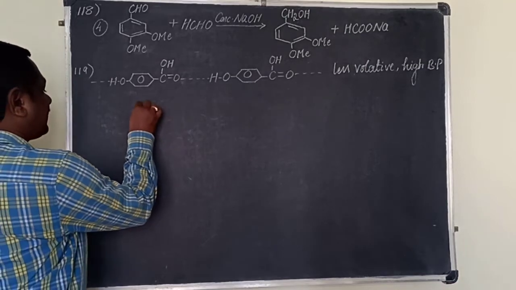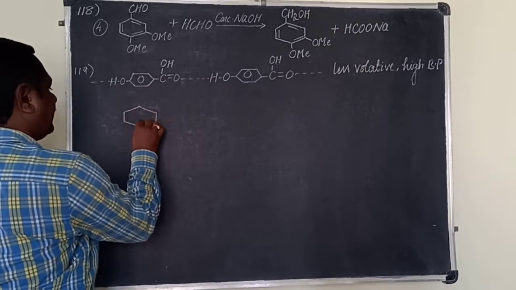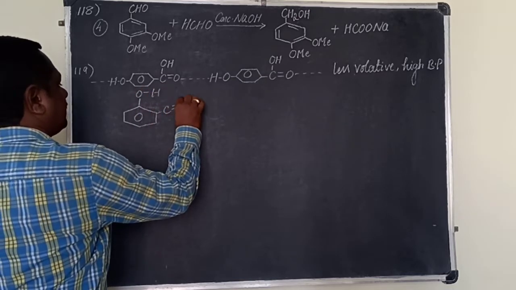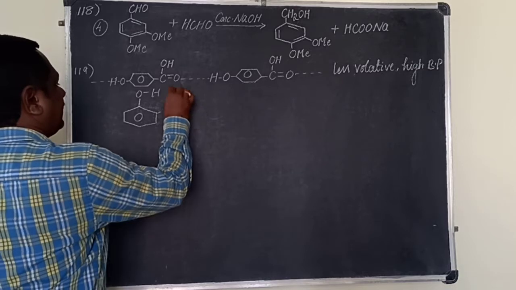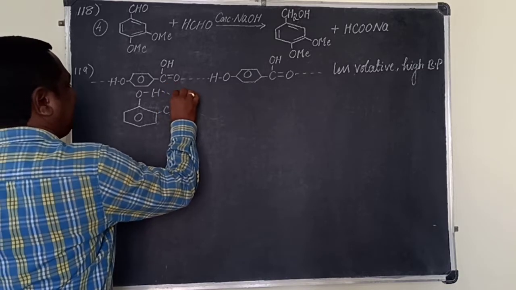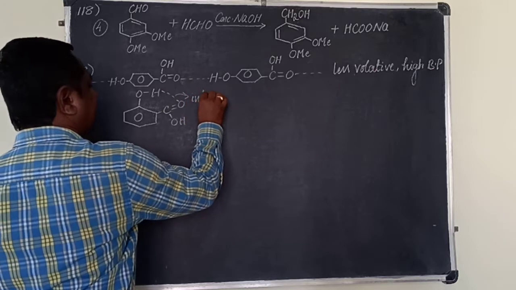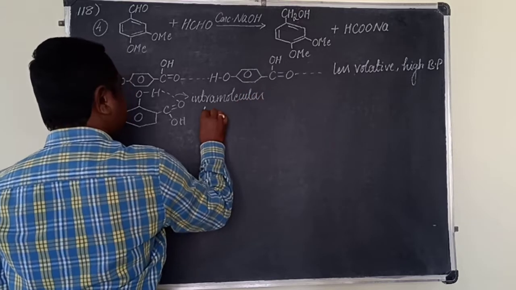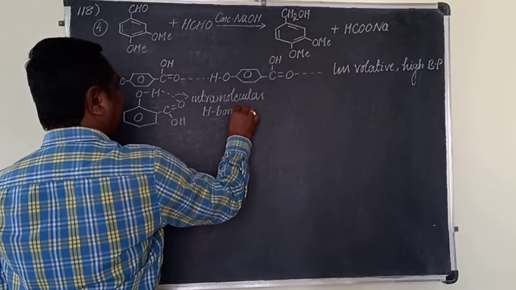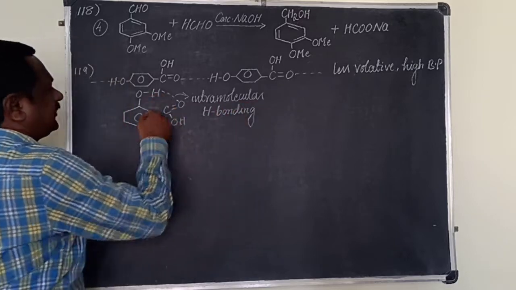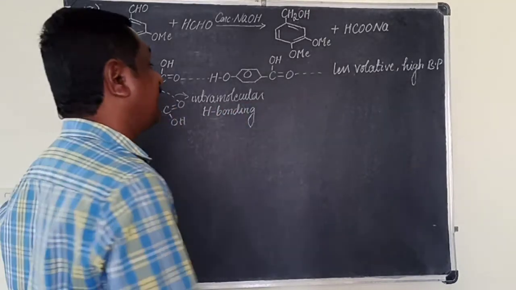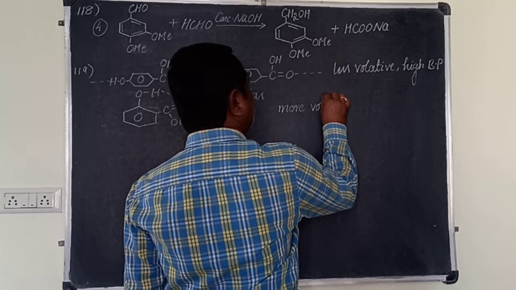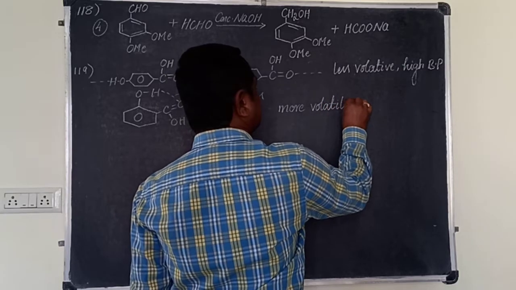Now ortho hydroxy benzoic acid. See here, in ortho hydroxy benzoic acid there exists an intramolecular hydrogen bonding. Within the molecule, hydrogen bond is formed. That's why a larger number of ortho hydroxy molecules enter into the vapor state. That's why ortho hydroxy benzoic acid is more volatile and has a lower boiling point.